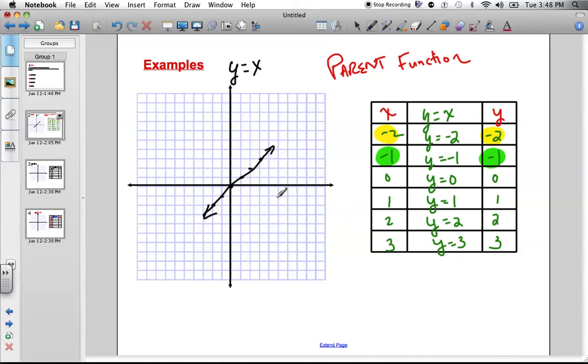The arrows on the end. We put the arrows on the end because these, in fact, do go on forever. This is just a sample of different values here on the table. Okay. Now, we need to be able to describe this function. This function forms a line, so this is what we call a linear function.